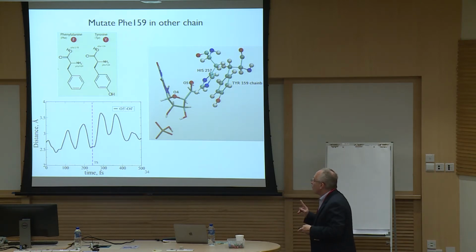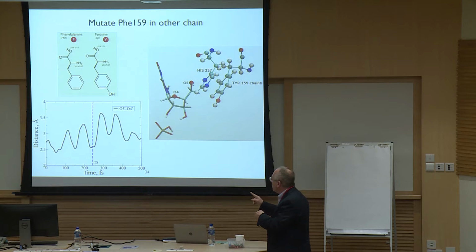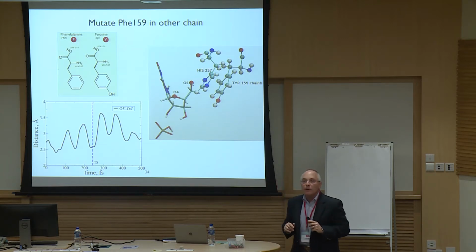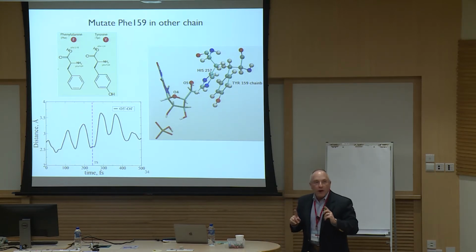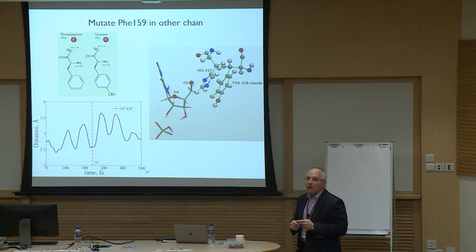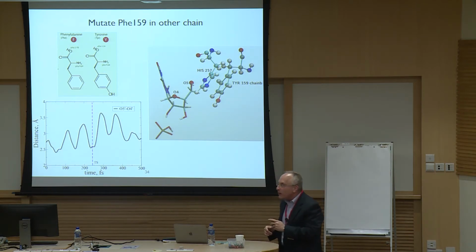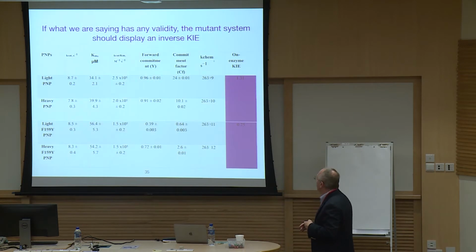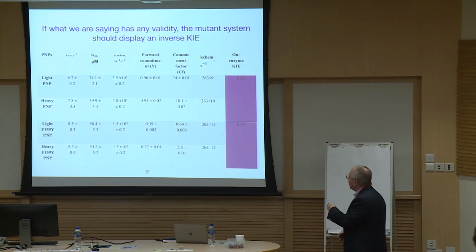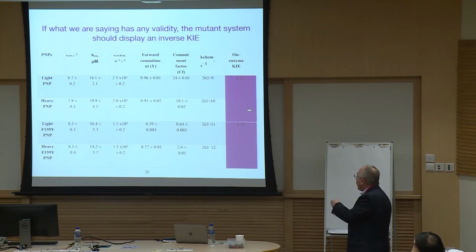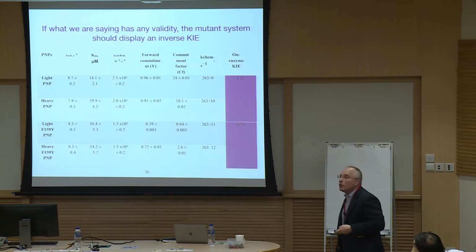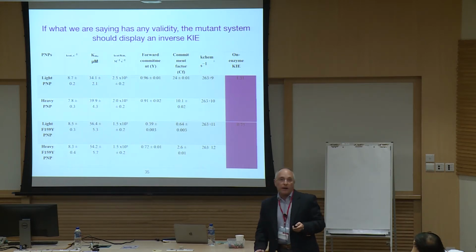Okay? Remarkably enough, this is in the heavy enzyme. In the light enzyme, we don't see this. So if our assumption is correct, then what we should see is the heavy enzyme with this mutation should actually be faster than the light enzyme. In other words, as the biochemists call it, an inverse kinetic isotope effect. And in fact, that's exactly what we see. In the normal wild-type enzyme, you see a regular kinetic isotope effect, but in our mutant, you see an inverse kinetic isotope effect.